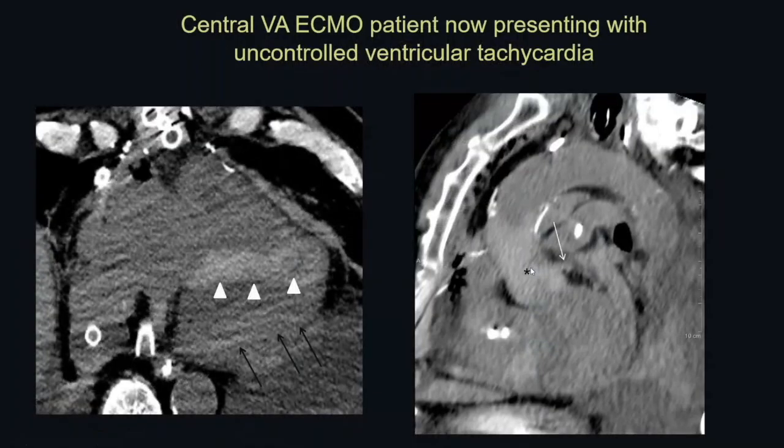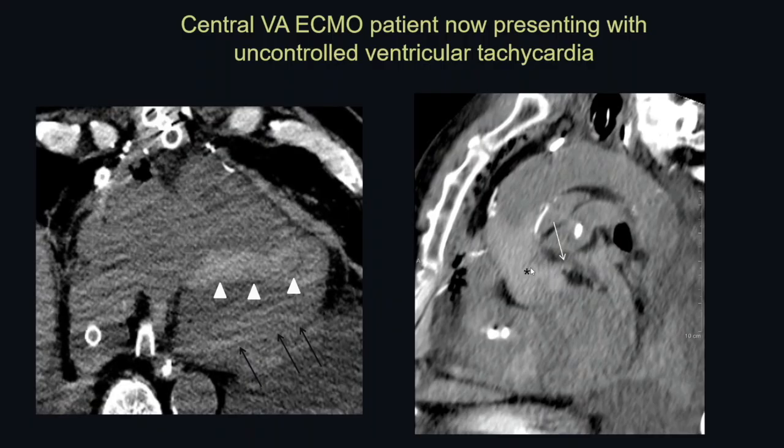So moving on to the next case, this is a central VA ECMO patient who is now presenting with uncontrolled ventricular tachycardia. It's a non-contrast scan. He's in acute renal failure, and the clinical team is adamant that we don't want to give contrast. Just see whatever you can get from this.